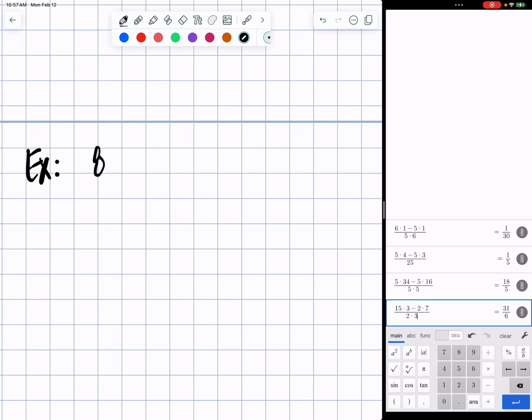Let's do 8 minus 4 and 2/5. It looks like you have a whole number minus a mixed number. But remember, you can put a whole number over 1 anytime and turn it into a fraction. So I'm going to go with 8 over 1, and then I'm going to convert 4 and 2/5 to an improper fraction by doing 4 times 5, and then I'm going to add the 2. So we have 8 over 1. 4 times 5 is 20, 21, 22.